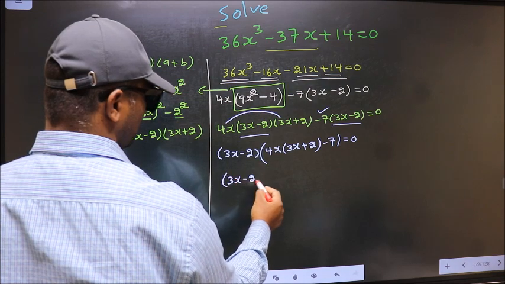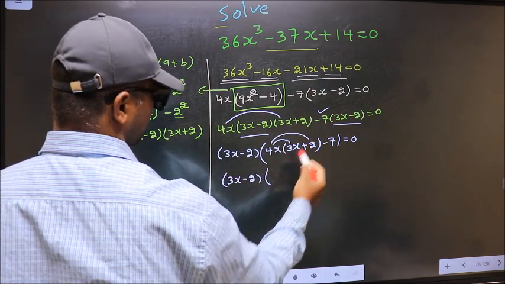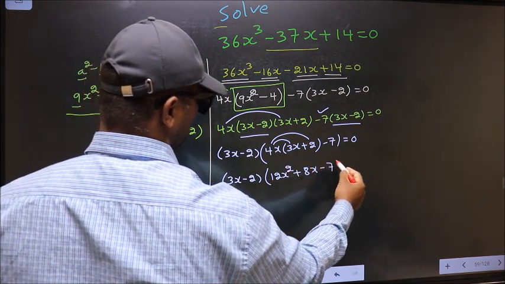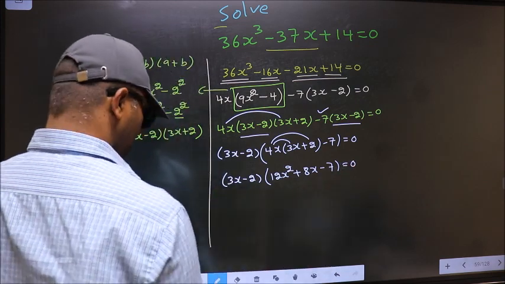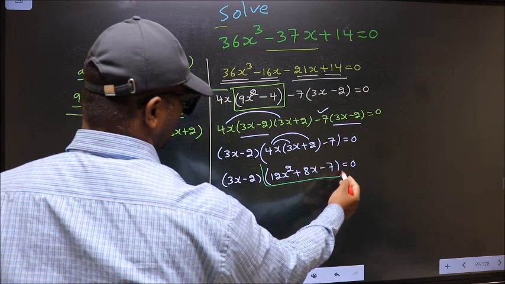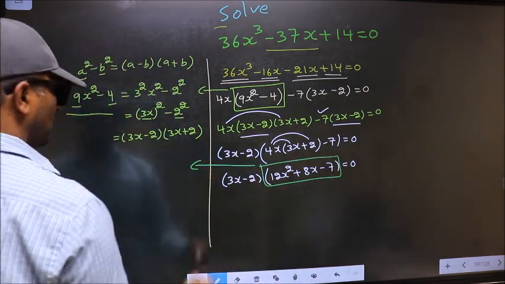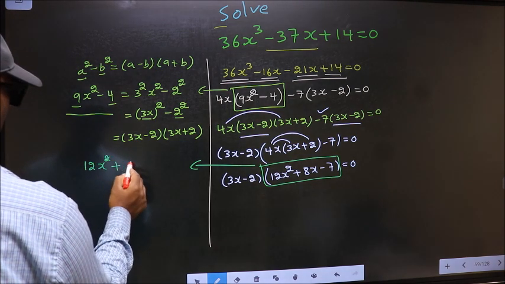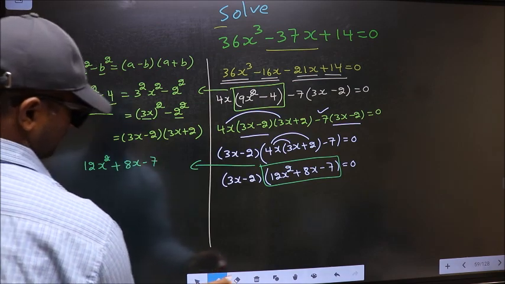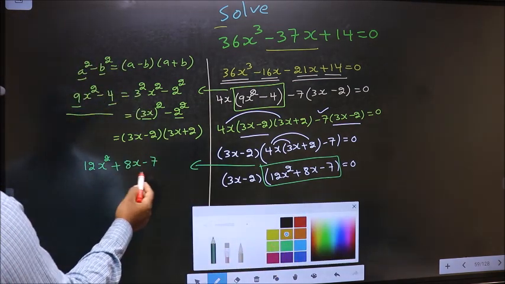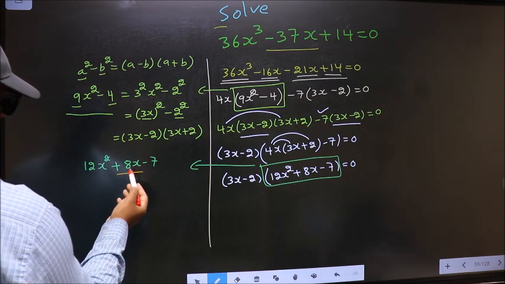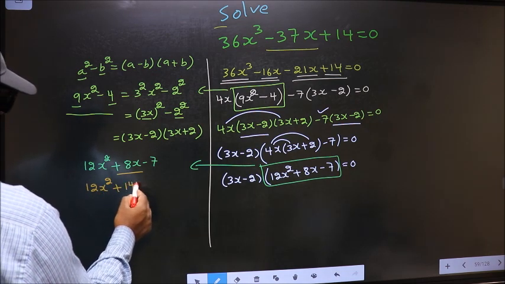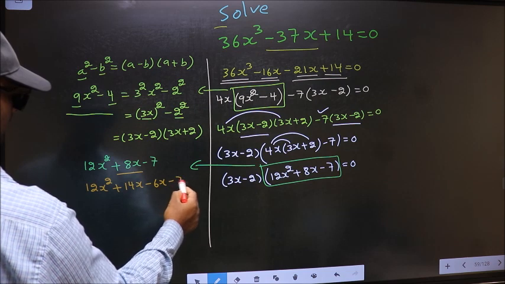Now 3x minus 2. Now you open up the brackets. You get 12x square plus 8x minus 7 equal to 0. Now we got quadratic. I will factorize the quadratic here. That is 12x square plus 8x minus 7. To factorize this, we should split the middle term plus 8x. In place of plus 8x, now I write plus 14x minus 6x minus 7.